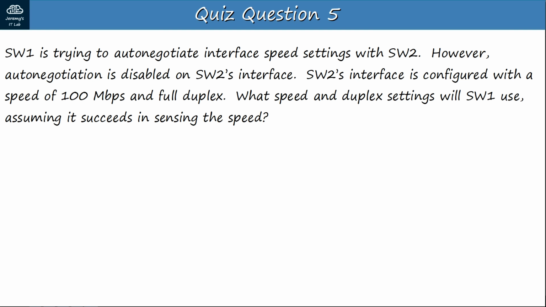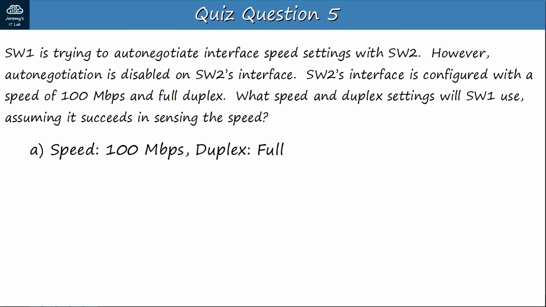Switch 1 is trying to auto-negotiate interface speed settings with Switch 2. However, auto-negotiation is disabled on Switch 2's interface. Switch 2's interface is configured with a speed of 100 megabits per second and full duplex. What speed and duplex settings will Switch 1 use?